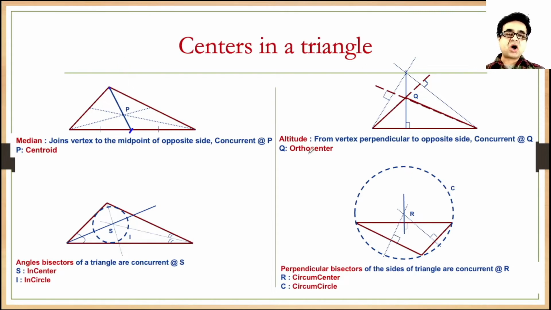When you draw the altitudes of a triangle, which is nothing but perpendiculars from the vertices to the opposite line or the base, these also meet at a point, and that point could be internal or external to the triangle depending on the triangle, and that point is called an orthocenter. The angle bisectors, these are the lines that bisect the angles of a triangle, also meet at a point, and this point is called an incenter.